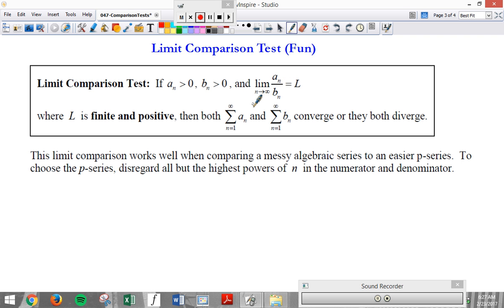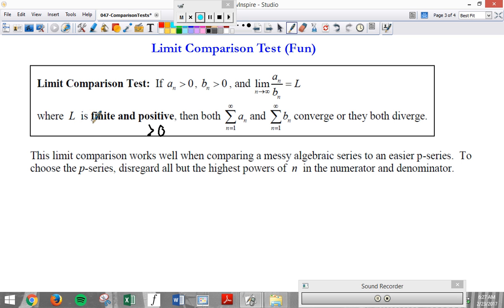You need pretty much everything to be positive, and you need L to be finite and positive. Now, what some students do not understand is that means bigger than 0. If I have a limit of 0, this test is not working right. You want to have a limit of 1, a limit of 2, a limit of 3, right? Those are positive numbers. You do not want your limit to be 0.